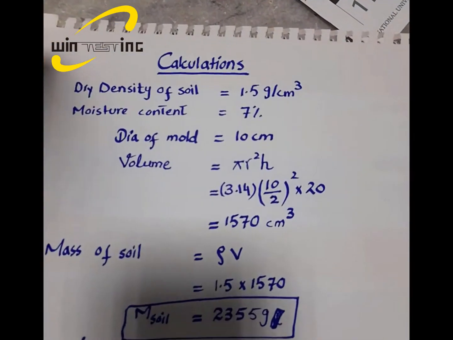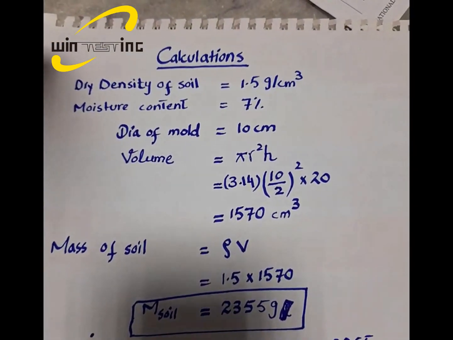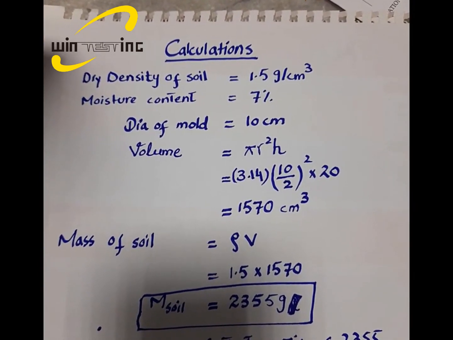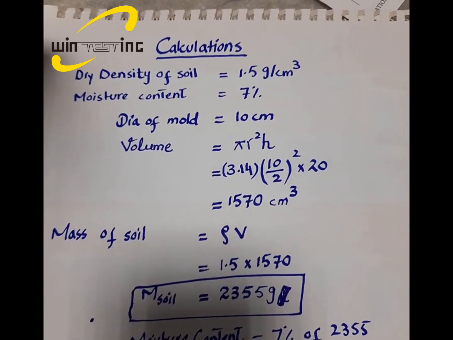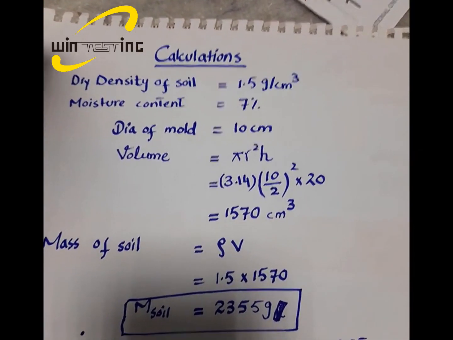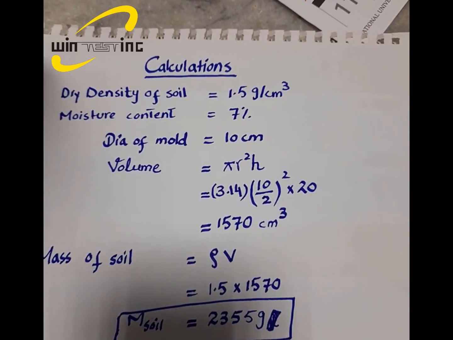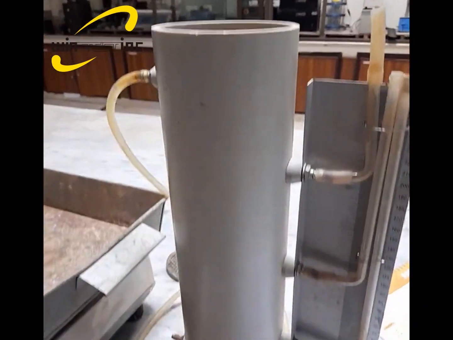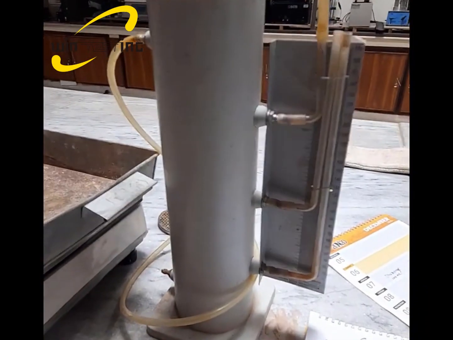For that purpose, here you can see we have the dry density, that is 1.5 gram per centimeter cube. We must have the moisture content, that is 7%. That can vary. We just took the values by assuming that the moisture content is 7%. Then we have the diameter of the mold, that is 10 centimeter.